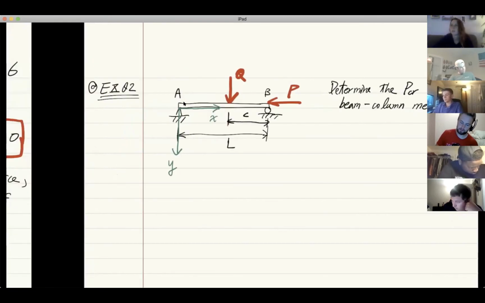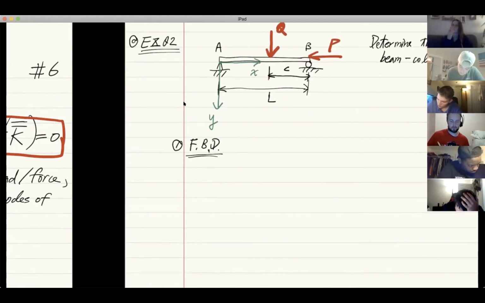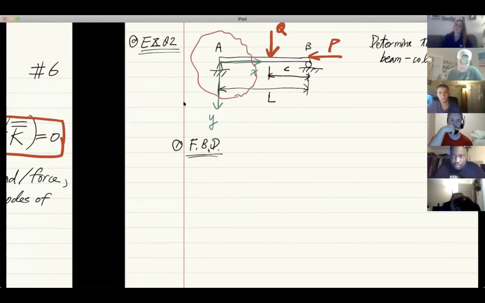So let's solve this problem. Start with step one. Step one is always to form the free body diagram. You already know FBD. So what's a free body diagram? If we just take one part, right here, you take one part right here to form the free body diagram. And it looks like this.